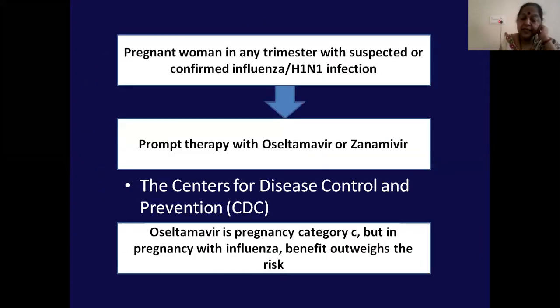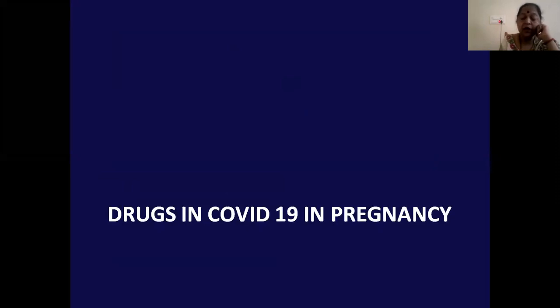So if it is an H1N1 infection or influenza, you should treat promptly because hyperthermia can lead to various other complications. Prompt therapy with oseltamivir or zanamivir is preferred, and it is category C, but here the benefit outweighs the risk. Now, these drugs in COVID-19 in pregnancy, I have listed them.